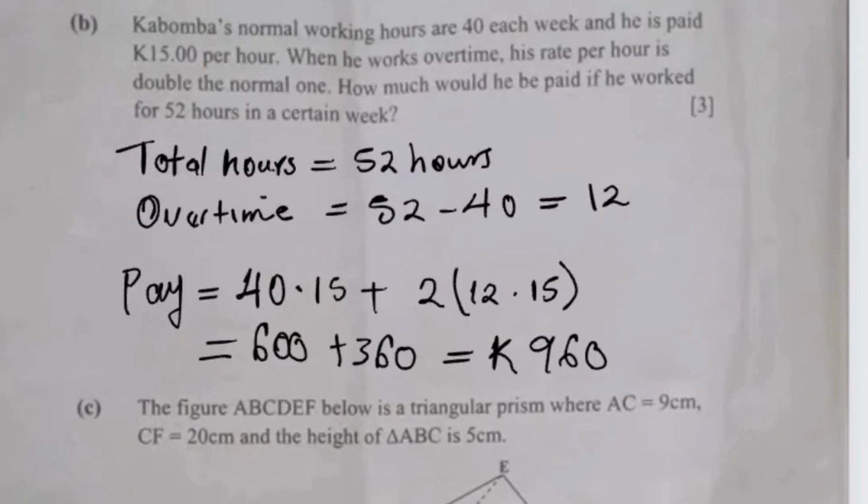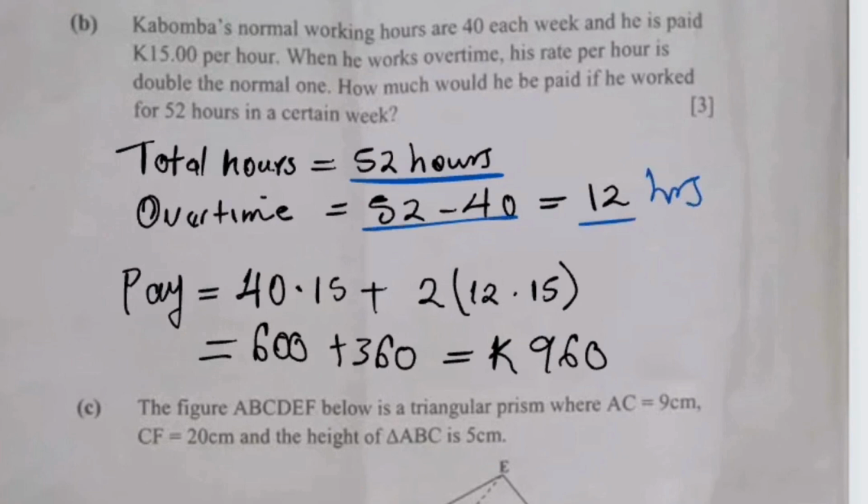It says Kabumba's normal working hours are 40 each week, and he is paid 15 kwacha per hour. When he works overtime, his rate per hour is double the normal one. Okay. Now, how much would he be paid if he worked for 52 hours in a certain week? So the idea is very simple. First of all, find the total number of hours. So total hours is 52 hours, and overtime is 52 minus 40, which is 12 hours.